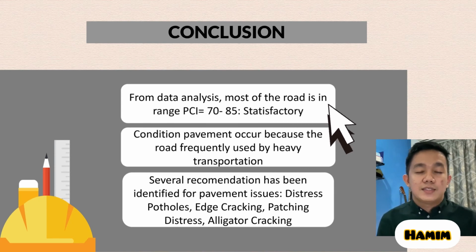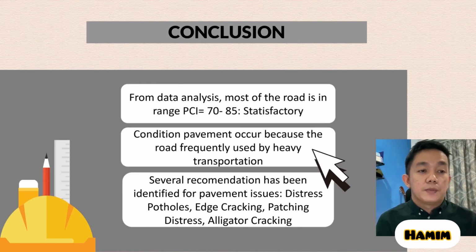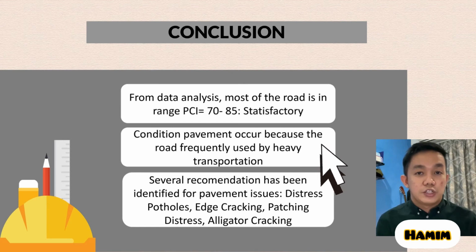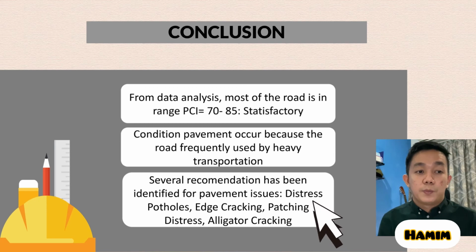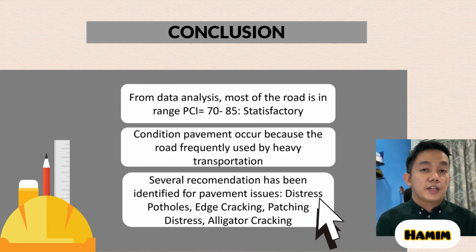The category is satisfactory. The pavement condition occurs because the road is frequently used by heavy transportation for the nearby construction. And lastly, several recommendations have been identified for pavement issues, which are the distress pothole, edge cracking, patching distress, and alligator cracking.